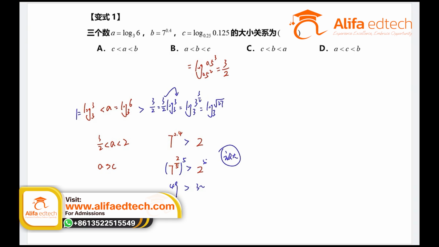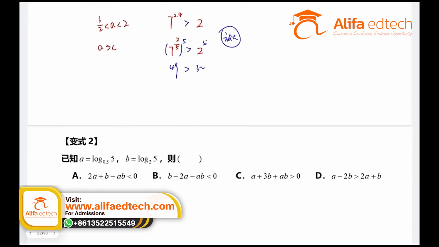So b is greater than 2, while a is less than 2. Therefore, b is greater than a, which is greater than c. Thus, the one we choose is option A. So b is greater than a, which is greater than c. Okay, let's move on to the next one.